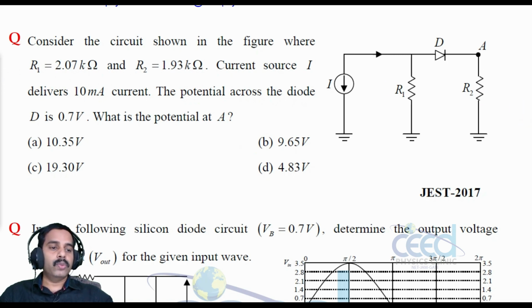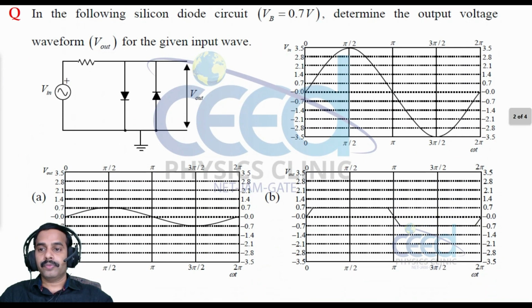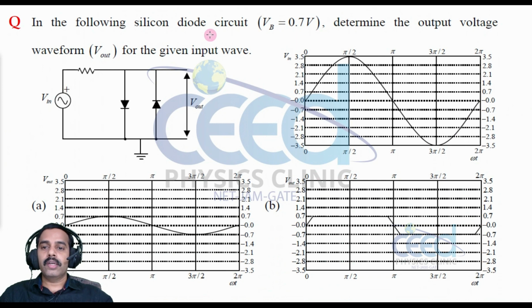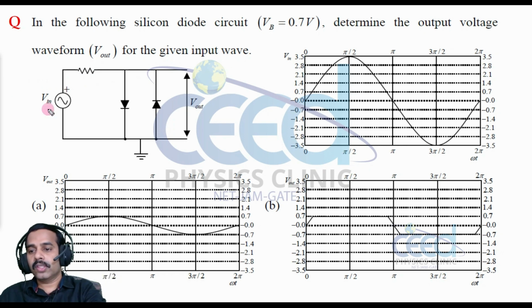Now let us come to another question. In the following silicon diode circuit, VB is given as 0.7 volt. Determine the output voltage waveform V out for the given input wave. So here, this is the input voltage. If I consider the positive half cycle, I am considering the positive half cycle.